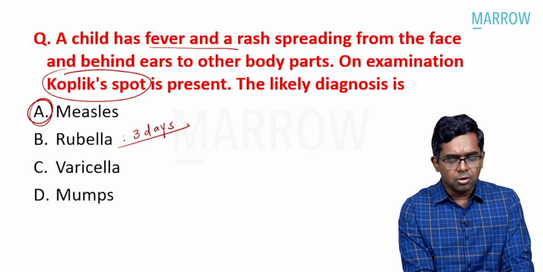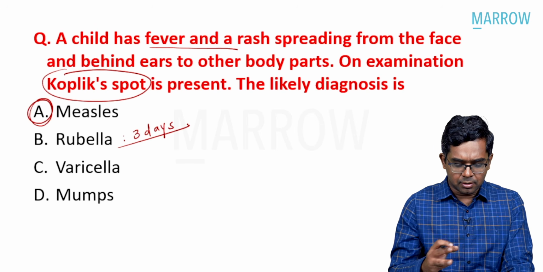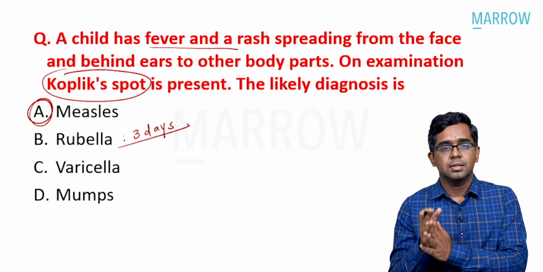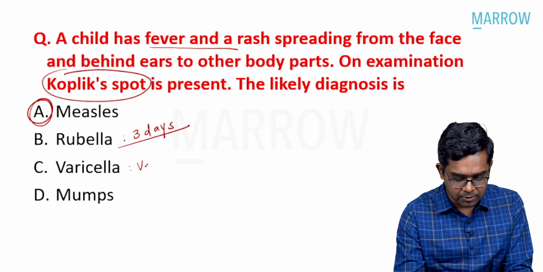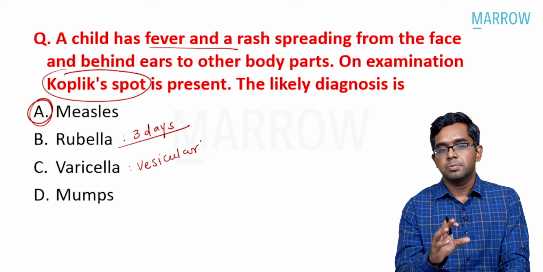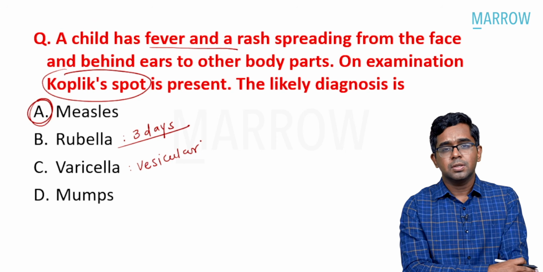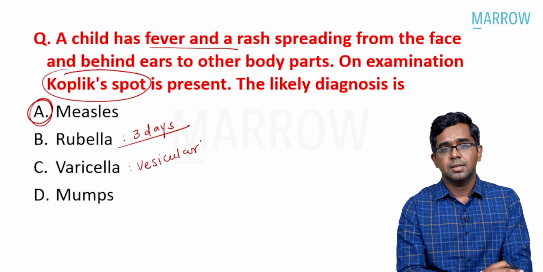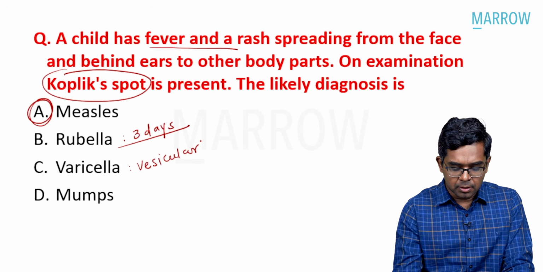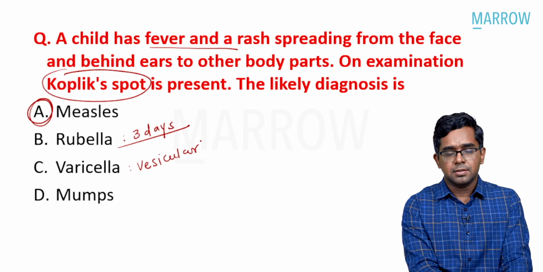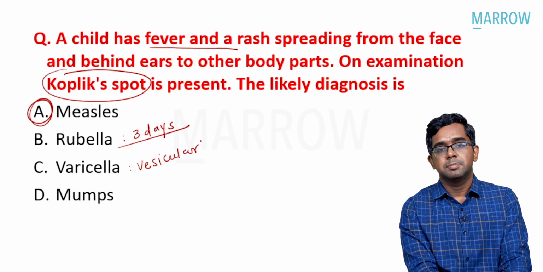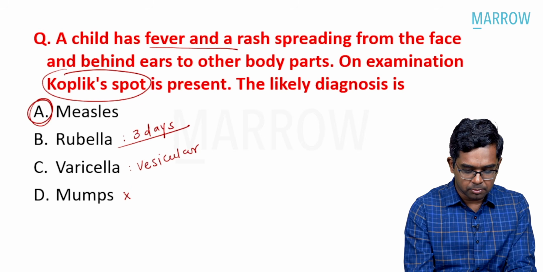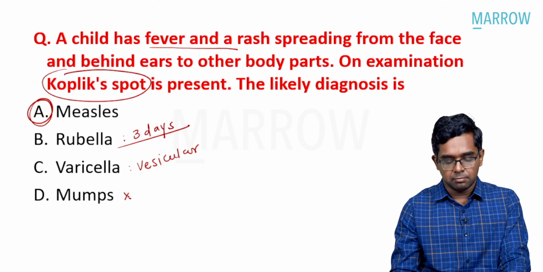Chickenpox is not characterized by a rash starting from behind the ear. Instead, in chickenpox, what you usually get is a vesicular type of rash, what we call dewdrops on a rose petal appearance, and it usually starts in the trunk area and then spreads to the extremities. And in chickenpox or varicella also, Koplik spots are absent. Mumps is not even characterized by the presence of rash, so that condition is automatically out. So the answer is going to be measles.